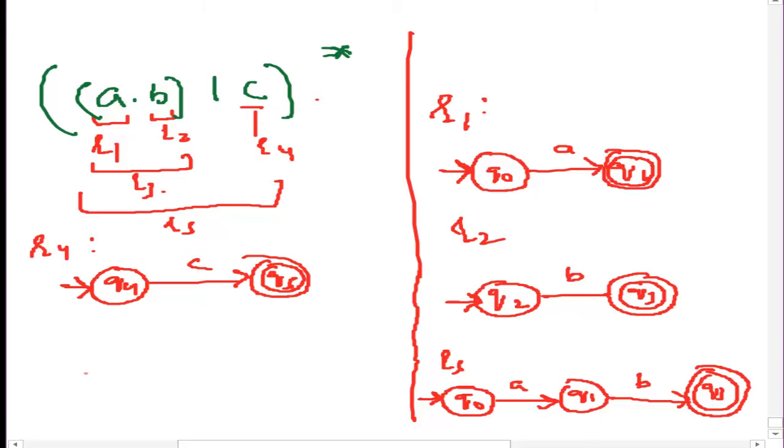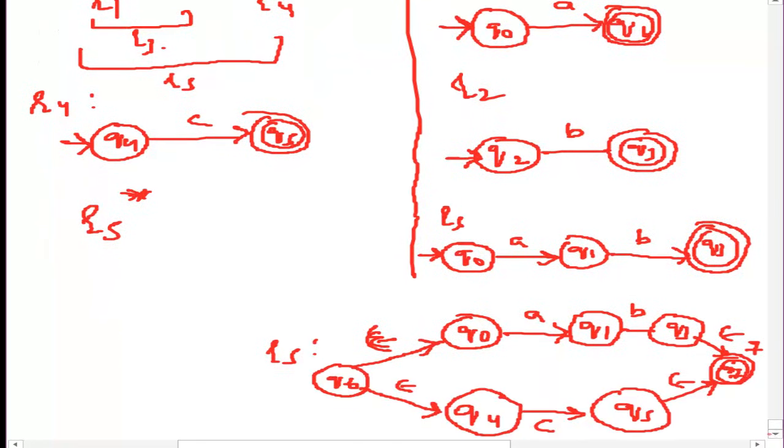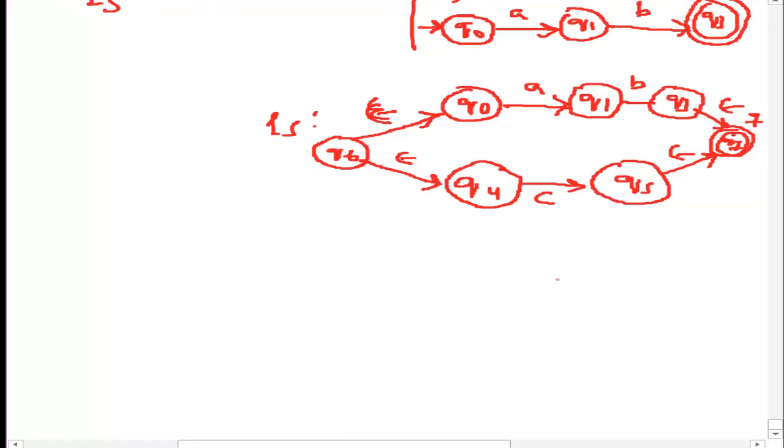Now we have to do R5 star. R5 is already here. Now you have to do star. Star means, if I have to do R5 star, it can be epsilon, so this may be totally absent. So for star we add another start state, which is an epsilon, and a final state. We add a start state at the beginning and a final state at the end.